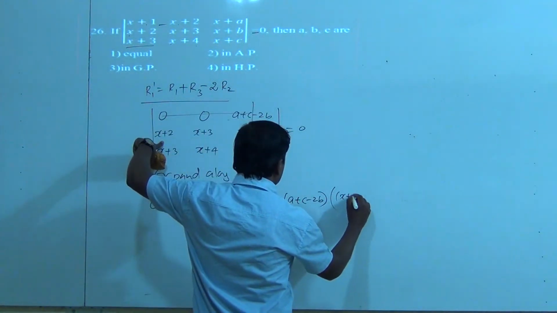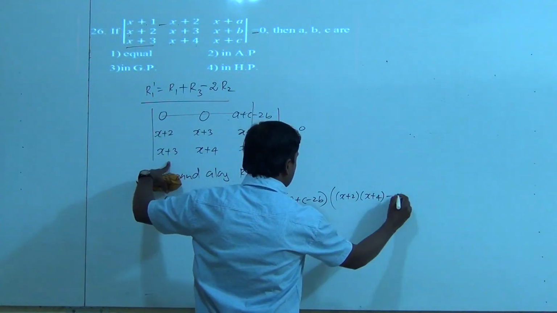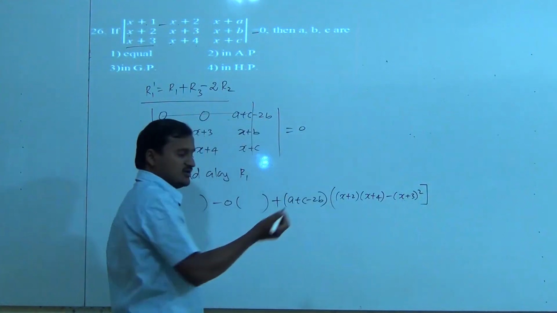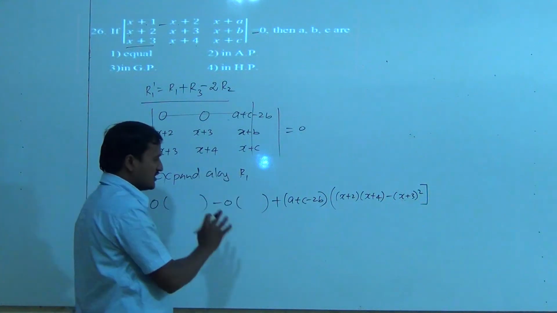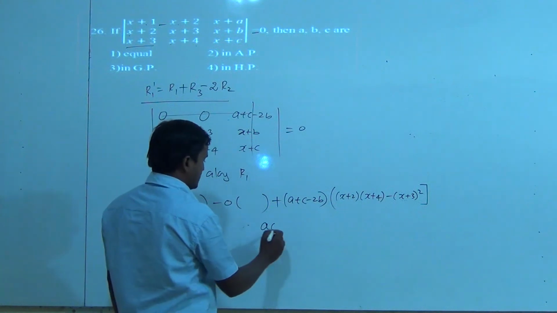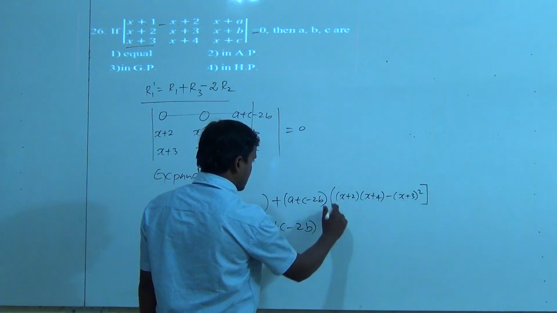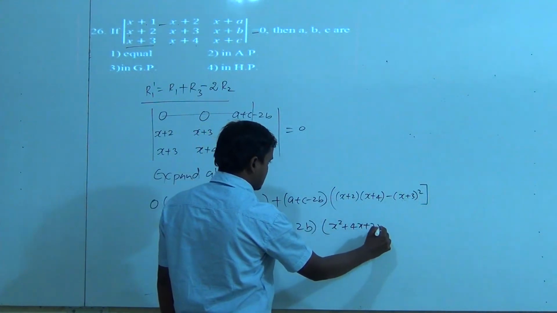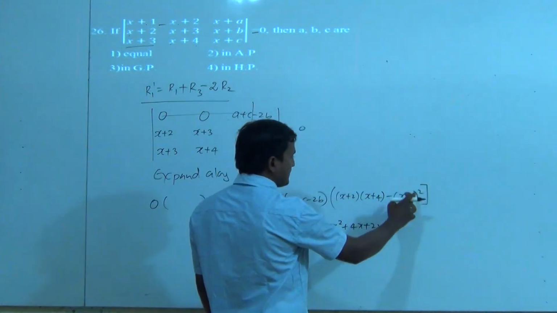So here what is the answer? x plus 2 into x plus 4, multiply these two, and this becomes x plus 3 into x plus 3, that becomes x plus 3 whole square, right? So now leave these two because 0 into any term becomes 0. So I will simplify this one. So that is a plus c minus 2b. Okay, so multiply this, x square plus 4x plus 2x plus 8. Now again it is x plus 3 whole square.